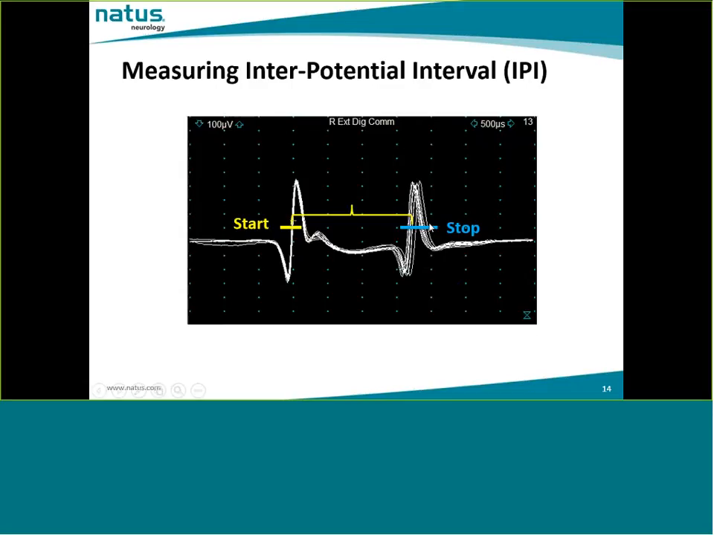Notice that the signal is crossing the window many times over here in the stop window. We only look at the first crossing over here. This is called the level-based interpotential interval measurement. We can also use the peak of the action potential for measurement of interpotential interval. Any approach is quite acceptable.